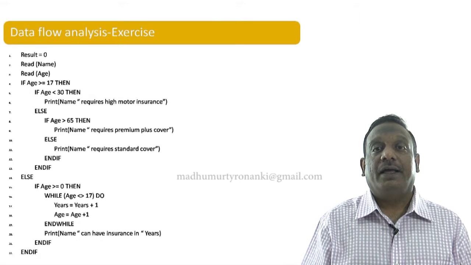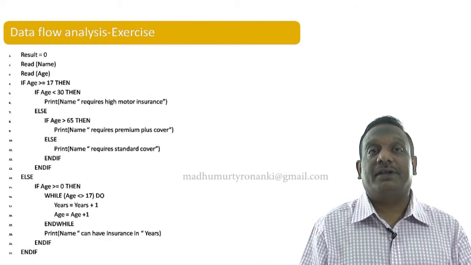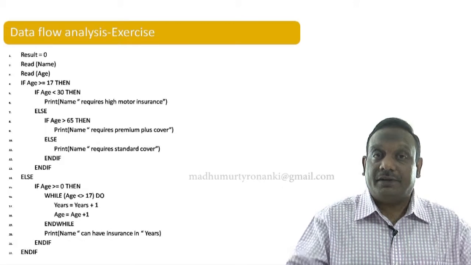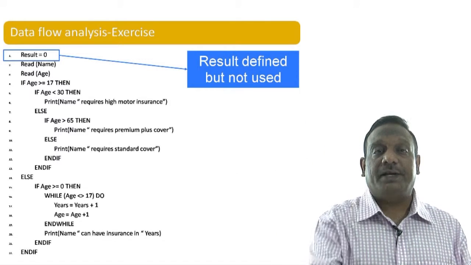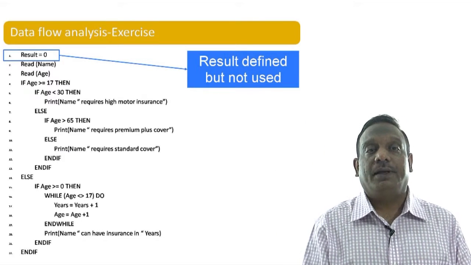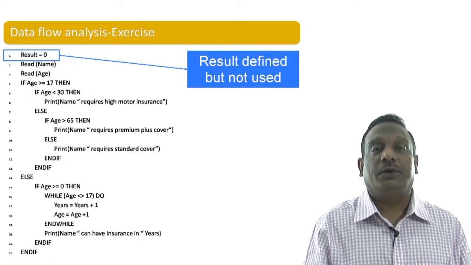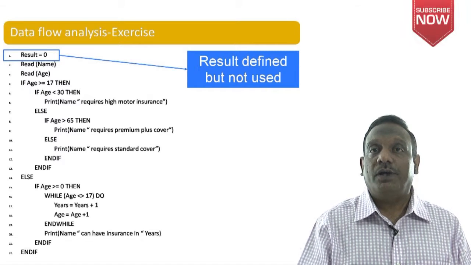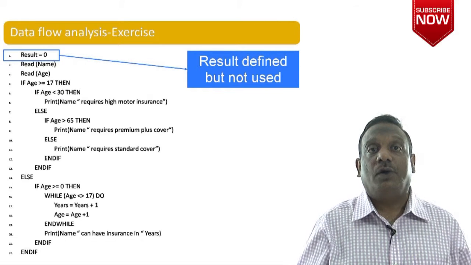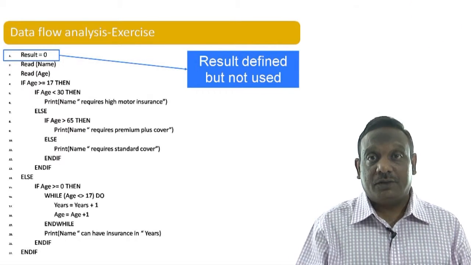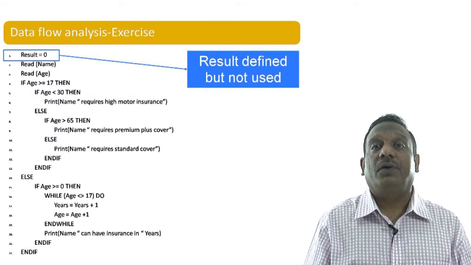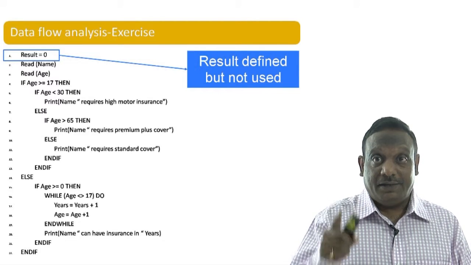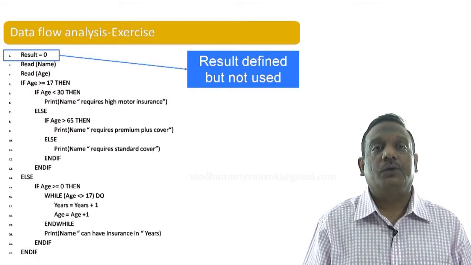But if you look at the first variable, result equal to 0, has it been used anywhere? Only it has been defined in line number 1. But if you look at all the 22 lines, the result has never been used, only defined but not used. So is it really a needed variable there? That is what we call a data flow anomaly. Result is being defined but not used.